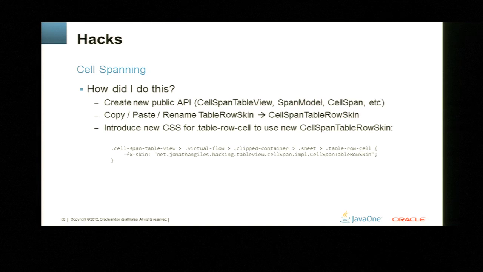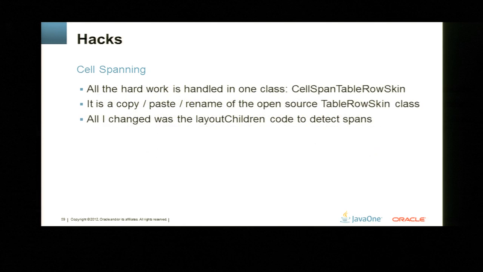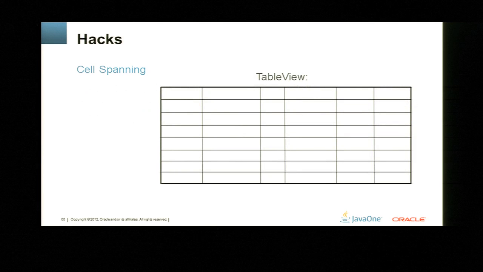And to make this happen, basically I threw in a bit of CSS where for every CellSpanTableView that's created, and for every table row that's created that belongs to a CellSpanTableView, use the CellSpanTableRowSkin rather than the default TableRowSkin. So it's just a bit of CSS that lets me replace the skin. So all the hard work was handled by the CellSpanTableRowSkin. All I did, like I say, was override or modify the layoutChildren method. And layoutChildren is totally responsible for how the children are painted. So here's my graphics.